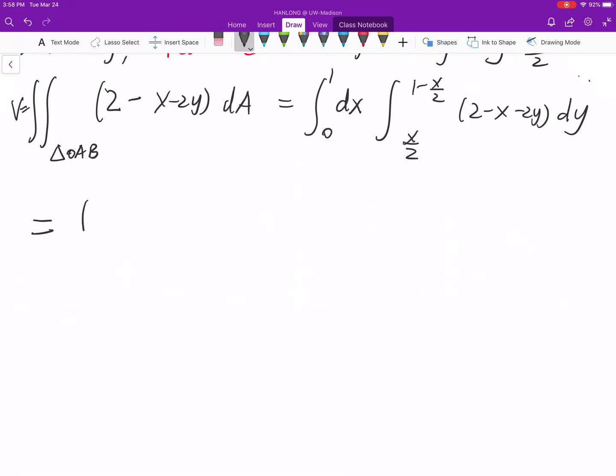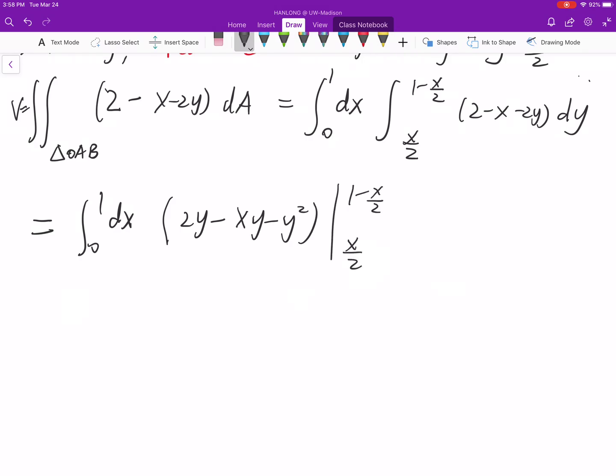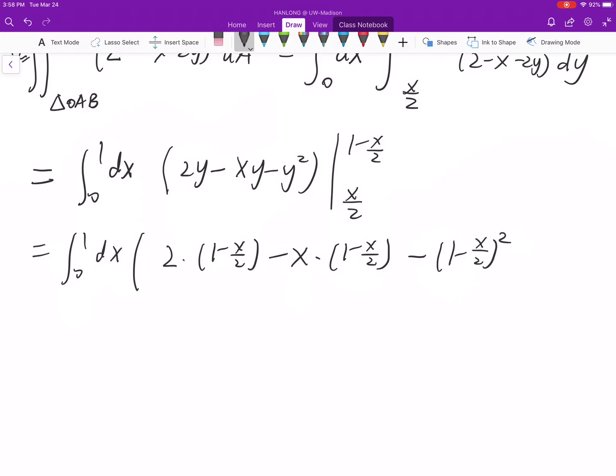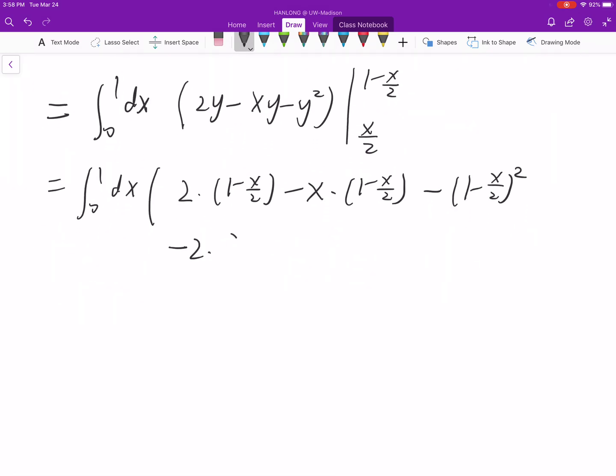Okay, let's calculate it. You have 2y minus xy minus y squared, evaluated from x over 2 to 1 minus x over 2. Then you plug in: 2 times (1 minus x over 2) minus x times (1 minus x over 2) minus (1 minus x over 2) squared, minus 2 times x over 2 minus x times x over 2 minus (x over 2) squared.